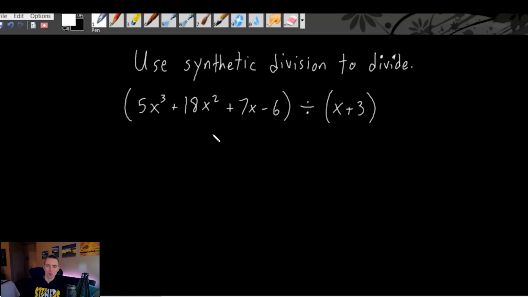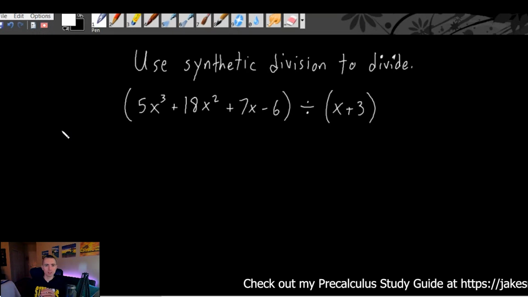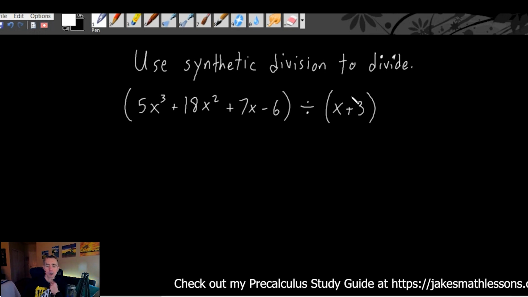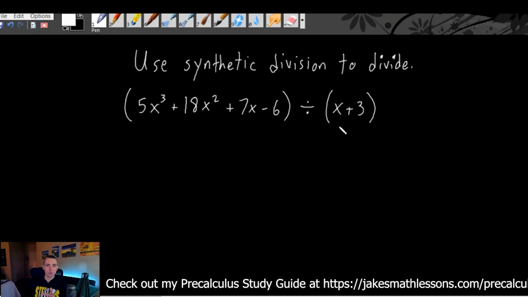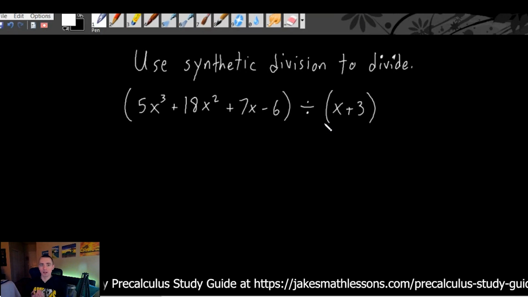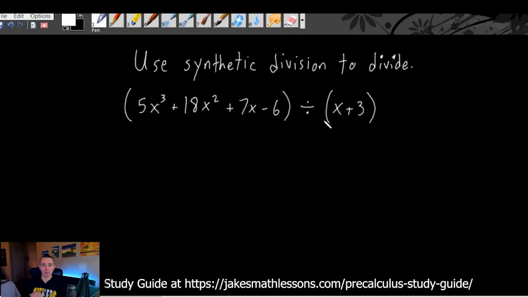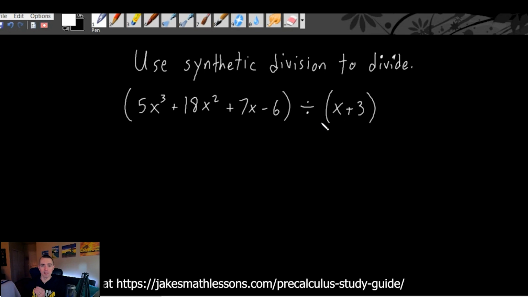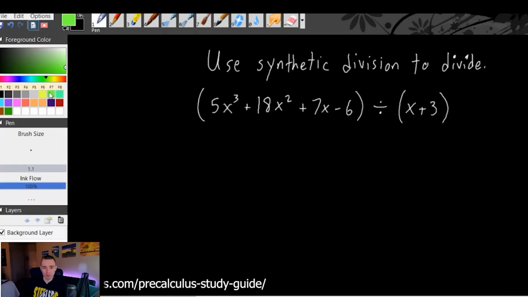We're going to use synthetic division to divide 5x cubed plus 18x squared plus 7x minus 6, all divided by x plus 3. So let me first point out, the synthetic division method as a whole can only be used whenever you're dividing by x plus or minus some number. So it does have to have that very specific form. It can't even have a coefficient in front of the x. It just has to be x plus or minus a number. So all the examples we're going to be going through today fall into that category.